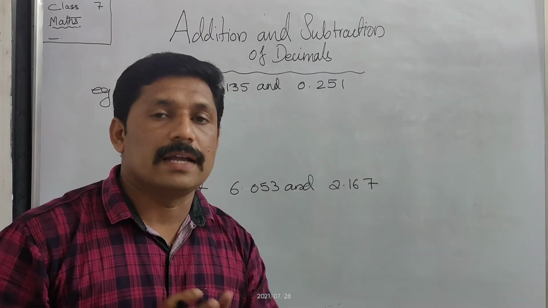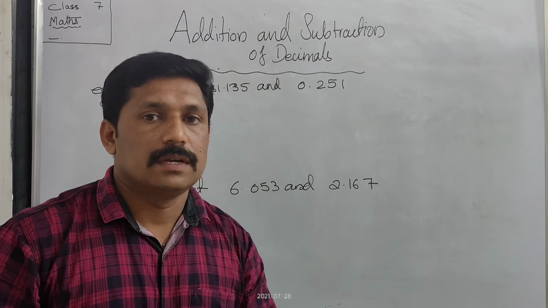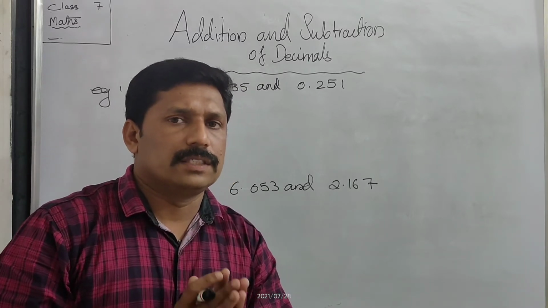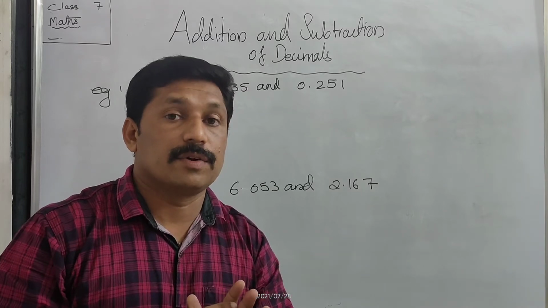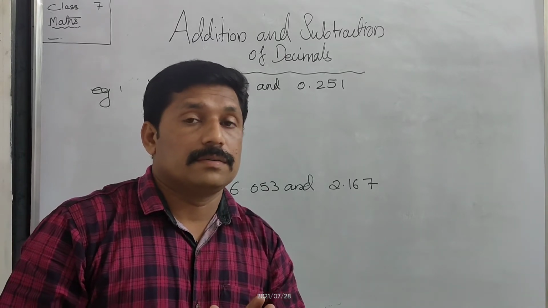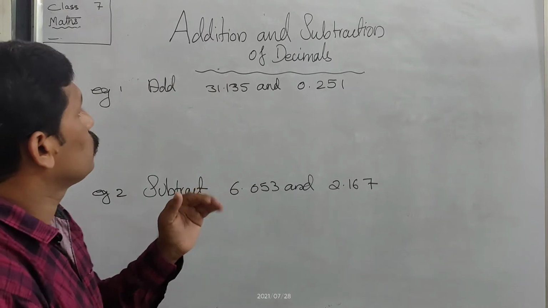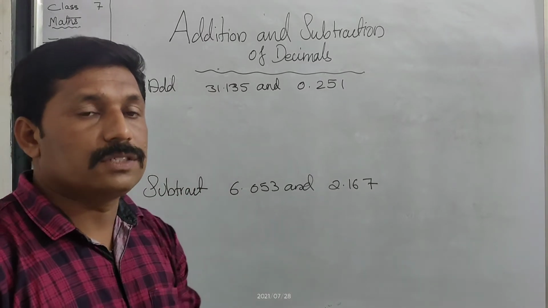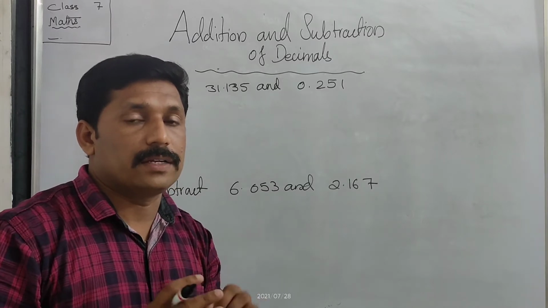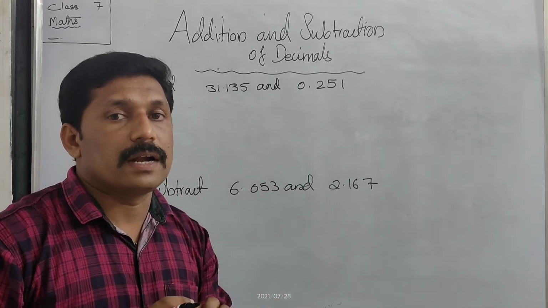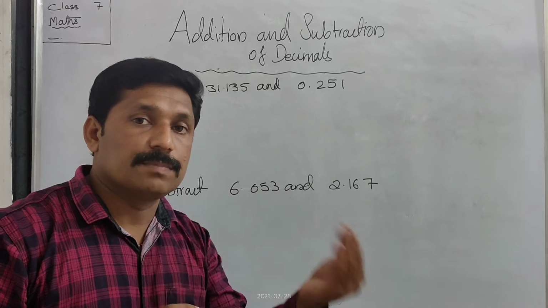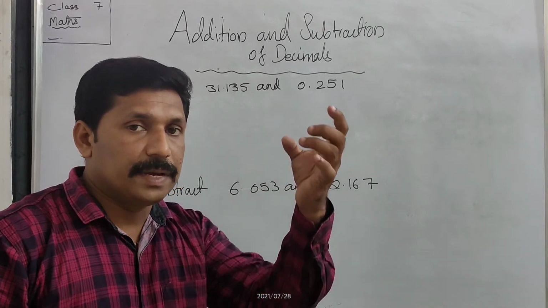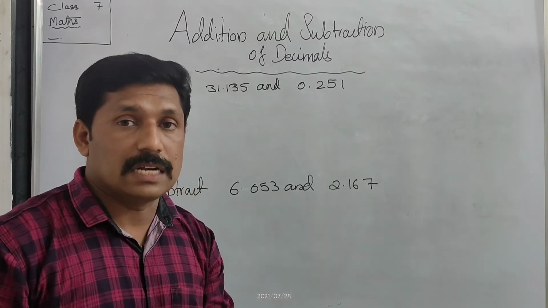Now, how to add and subtract decimal numbers. In smaller classes you have already studied this. I just want to revise what you have studied in the previous classes. Now, subtraction and addition of decimal numbers. Dear students, while adding decimal numbers, you have to take care that the whole part should be written under the whole part and the decimal part should be written under the decimal part. That means they should be written in the proper order, otherwise the answer will be wrong.